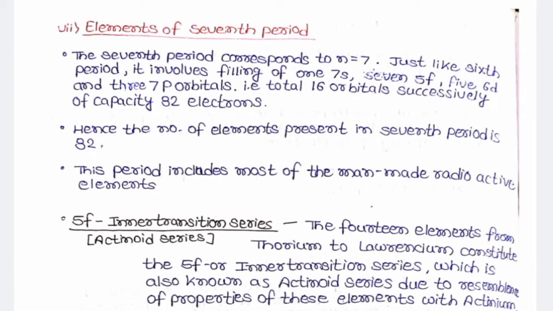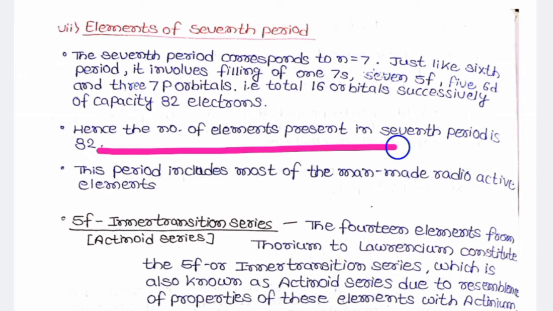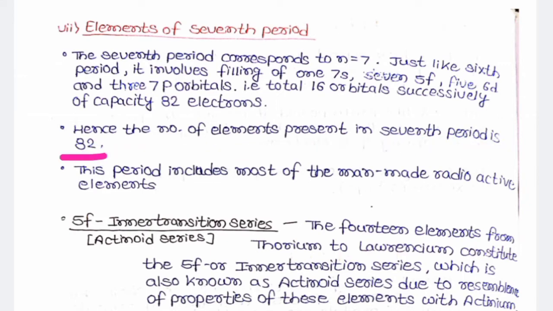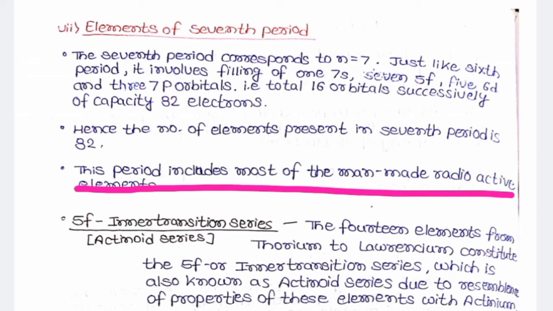Now let us come to elements of the 7th period. The 7th period corresponds to n equals 7. Just like the 6th period, it involves the filling of 1 7s, 7 5f, 5 6d and 3 7p orbitals, that is total 16 orbitals successively with capacity of 32 electrons. Hence the number of elements present in the 7th period is 32. This period includes most of the man-made radioactive elements.